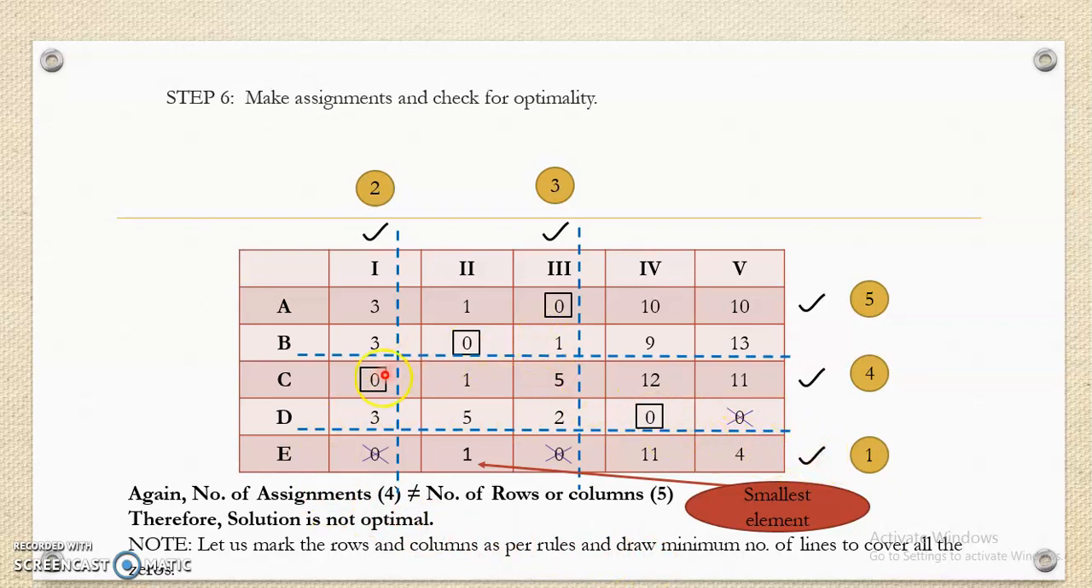So as we know, there is a number of lines; how many are to be drawn? 4. Why? Because there are 4 assignments. Now how to draw these 4 lines and cover all the zeros? First consider a row which has unassigned zeros, that means zeros that are unassigned. So mark that row first, then consider the corresponding columns containing zeros and mark these columns. Then in the marked columns consider assigned zeros and mark the corresponding row. Similarly for this marked column, mark the corresponding row.